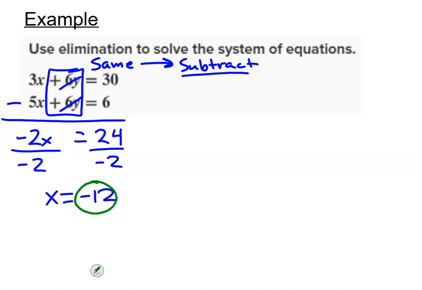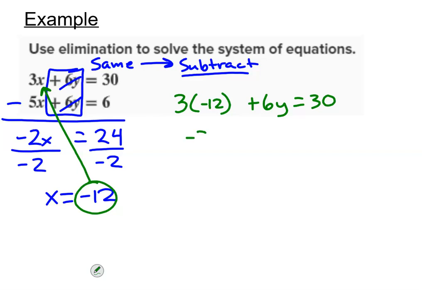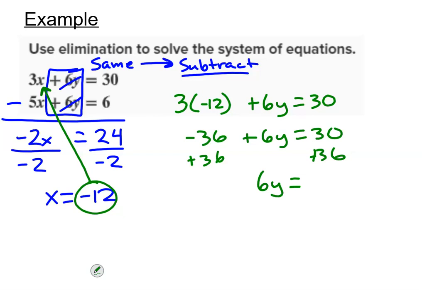Now we can plug this x into either equation, it doesn't matter. I'm going to go to that top equation up there. So we're going to go 3 times negative 12 plus 6y equals 30. This would be negative 36 plus 6y equals 30. Then I'm adding 36 on both sides. We would get 6y equals 30 plus 36. That would be 66. And we divide by 6 on both sides.